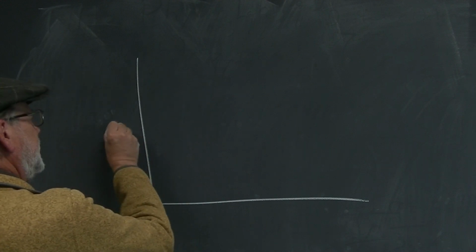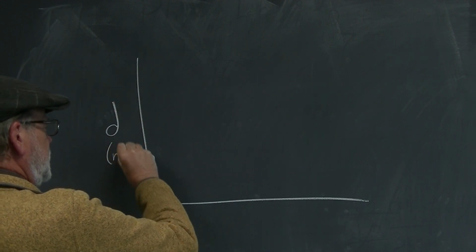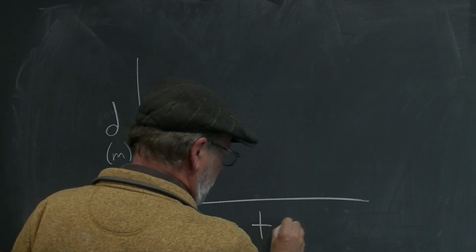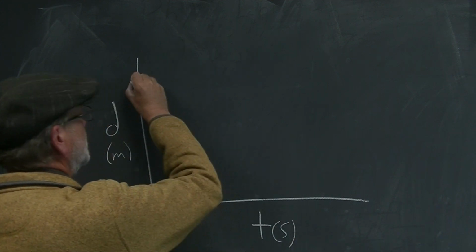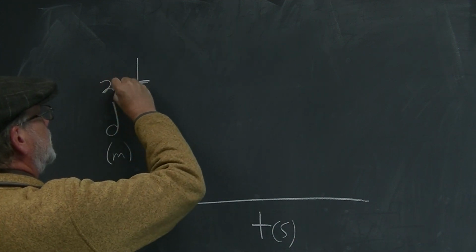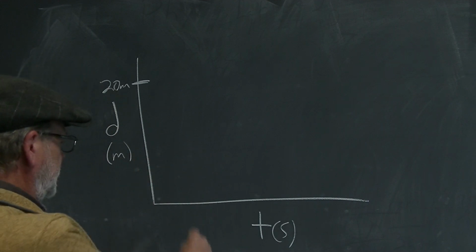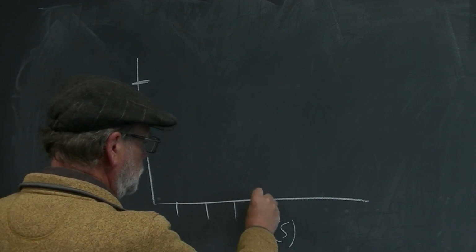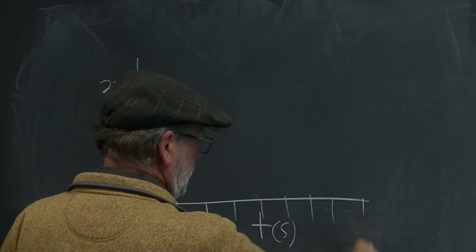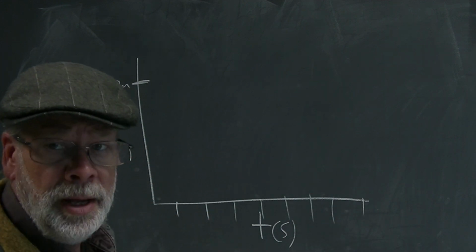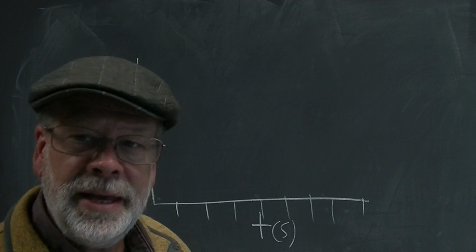All right, we are graphing distance, which is going to be measured in meters, over time, which is going to be measured in seconds. Now the distance, it's all 20 meters. So you make the mark, it's 20 meters. The time, I don't know how long it took you, but okay. Key things to pay attention to.